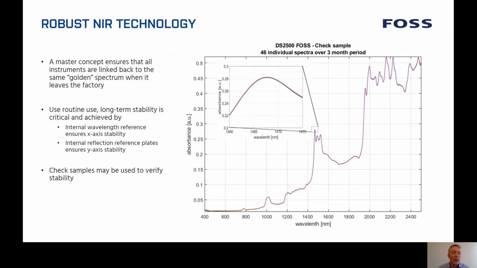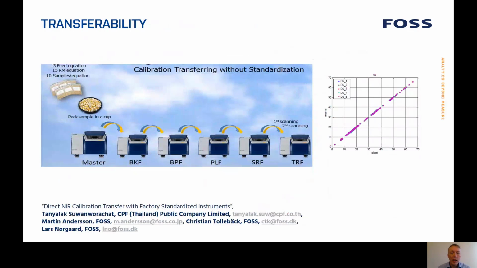The performance can be monitored over time using check samples. Another very important property is transferability. This is illustrated here in a study where a calibration has been developed on a master instrument, and this calibration has been used on 5 other instruments, and the performance has been evaluated.